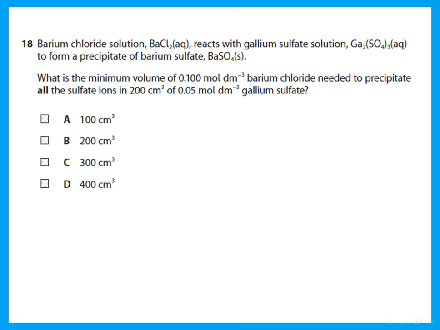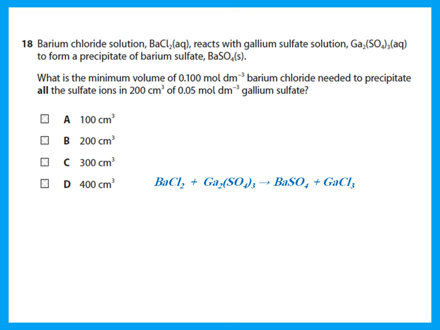Okay. Barium chloride solution reacts with gallium sulfate solution to form precipitate of barium sulfate. Now, what is the minimum volume of 0.1 mole per decimeter cubed of barium chloride that is needed to precipitate all the sulfate ions in 200 centimeter cubed of 0.05 mole per decimeter cubed? So let us take a look at this. What is the equation that we have?